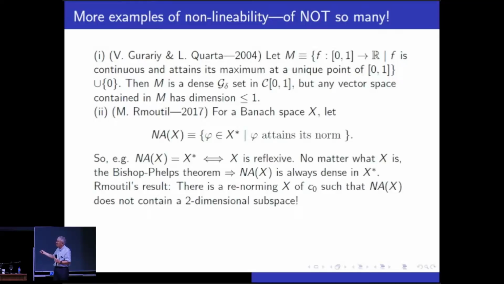if X is reflexive, then of course everything attains its norm. So NA(X) is exactly all of X star. The Bishop-Phelps theorem says that NA(X) is always a dense set in X star. And Rmoutil's result is you can renorm c0, the null sequences, to get that it does not contain a two-dimensional subspace. So again, lineability fails spectacularly.